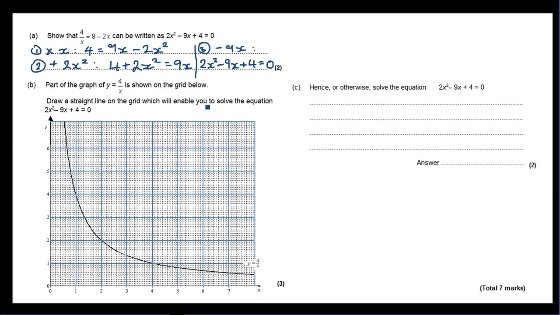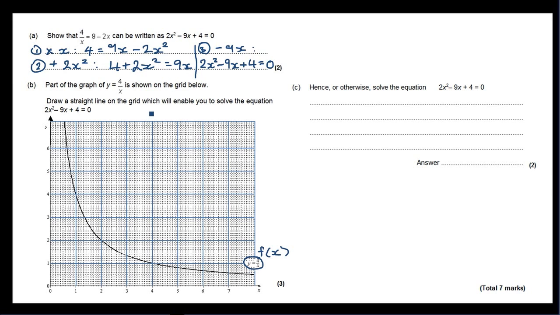Let's move on to part B. So in part B, it says part of the graph of y equals 4 over x is shown on the grid below. We've got to draw a straight line on the grid, which will enable us to solve the equation that we've just been working on, 2x squared minus 9x plus 4 equals 0. Now, what's the straight line that we're going to draw? Well, we've already got y equals 4 over x, so that's the first function. In fact, it tells us that down here. So we could call that f of x if you like. Let's just label it f of x.